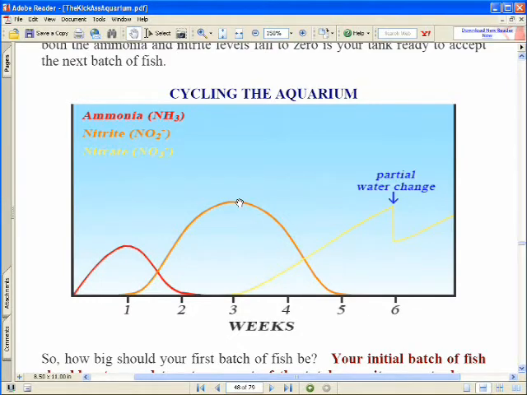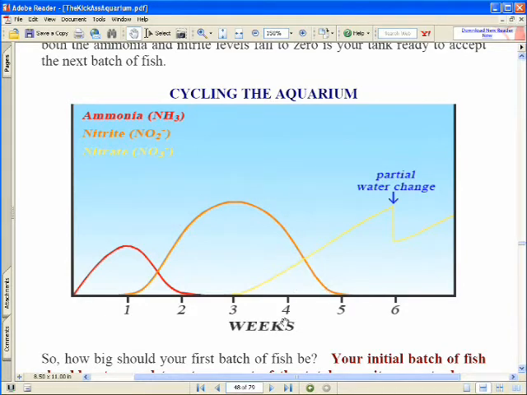When nitrite becomes available, the second group of bacteria, the Nitrospira, will go ahead and take the nitrite and convert it into nitrate. So the nitrite level will decrease, just as the nitrate level gradually increases. When both the ammonia and nitrite levels are at 0, as indicated here, it's safe to add more fish. At this point, you have successfully cycled the aquarium.